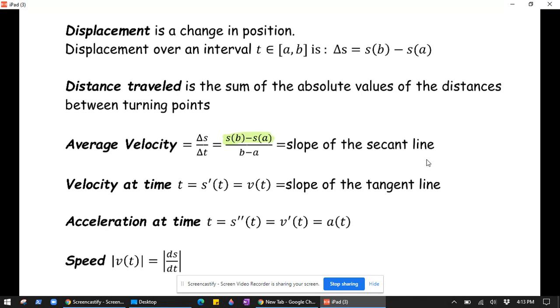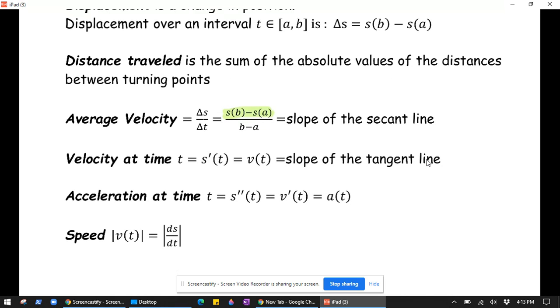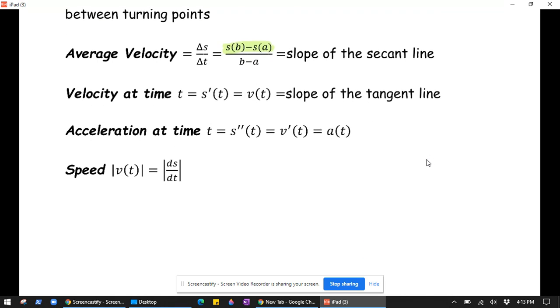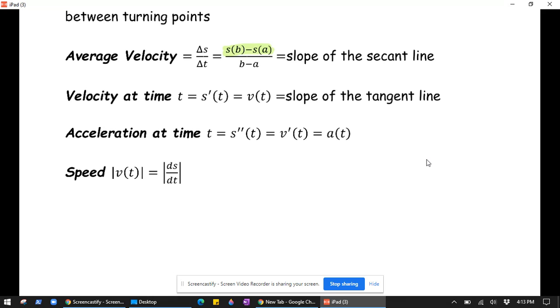The derivative of position is velocity, as we see here. The derivative of velocity is acceleration, and speed is the absolute value of velocity. Speed is not a vector.